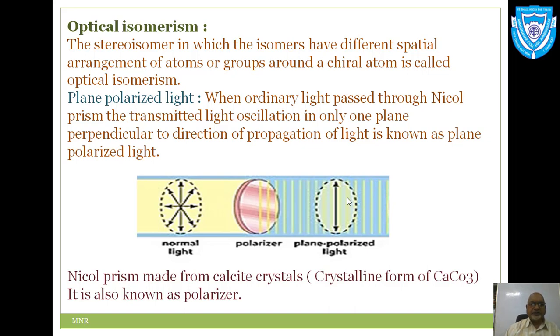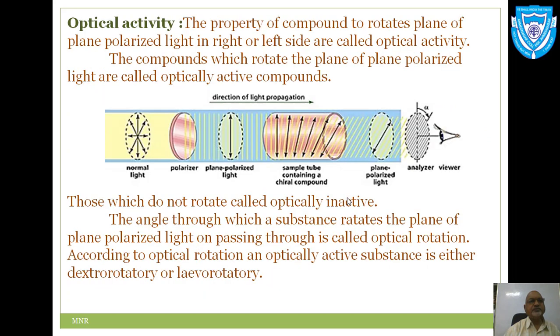A Nicol prism is made up of calcite crystals, that is CaCO3, in crystalline form. It is also known as a polarizer. So here we have used a Nicol prism as a polarizer.